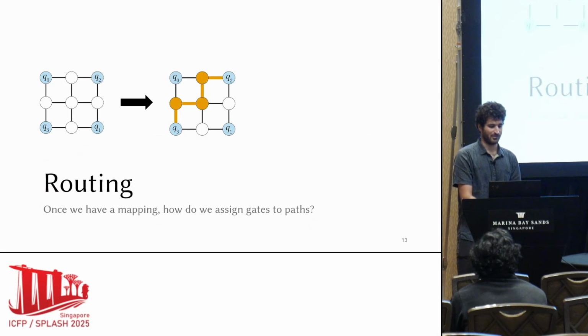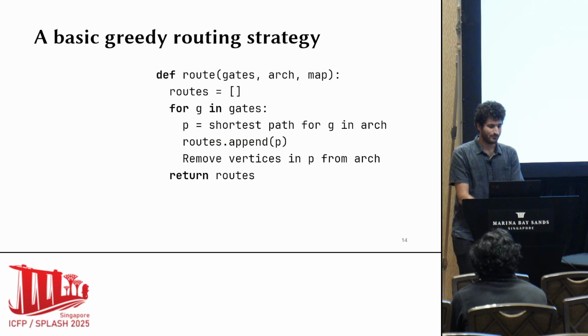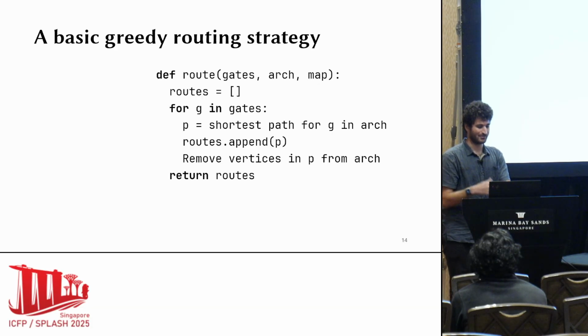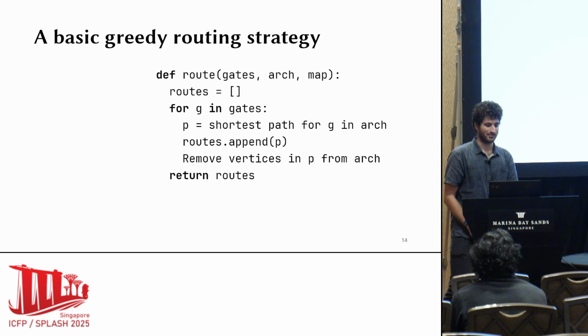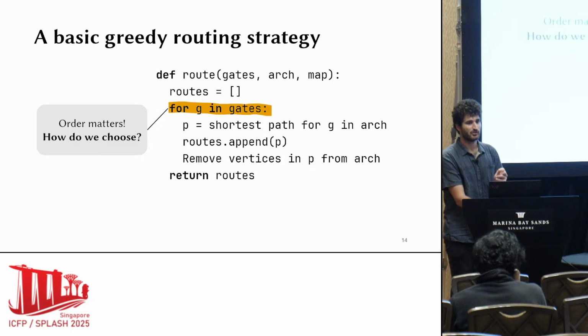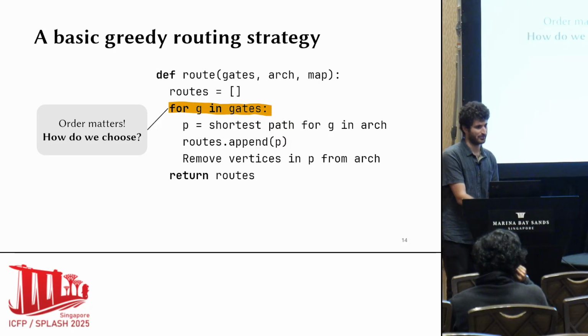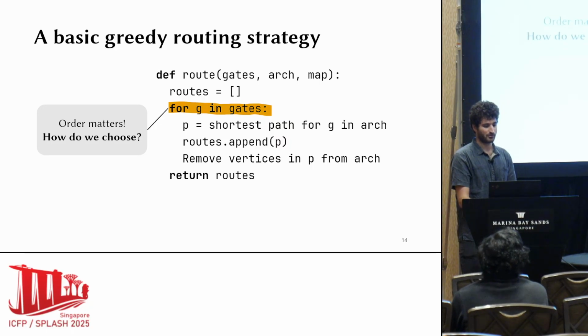Now I'm going to move on to talking about routing. Now that we have fixed a qubit mapping, how do we find a route for each of our gates? Well, one basic thing you would want to try is this greedy strategy, where we have some set of parallel gates, and in order to route them, we just iterate over them, find the shortest path that we can route each gate along, and then remove those vertices from our graph and continue. But there's something really interesting about this algorithm: the order in which we iterate over the gates is going to matter. Because it's a greedy algorithm and we're changing the graph as we go, the order of iteration matters. And so the big question here is, how do we choose which order to iterate over the gates in?